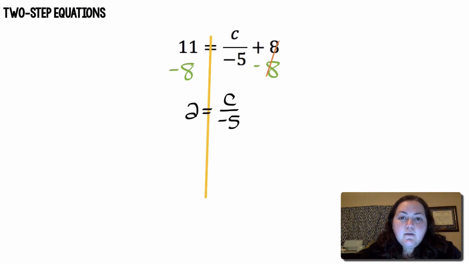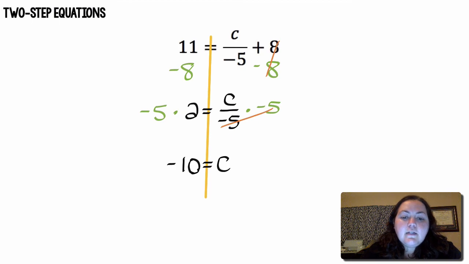So I want to get rid of the negative 5. It's connected by division, so I'm going to multiply both sides by negative 5. Negative 5 times 2 would become negative 10. And on the right, the negative 5's cancel, and I just get c. So c equals negative 10.